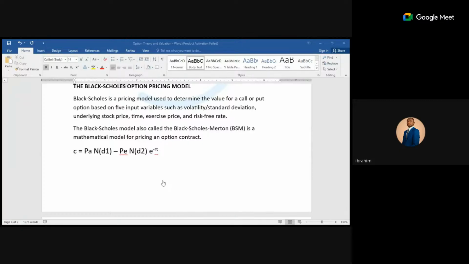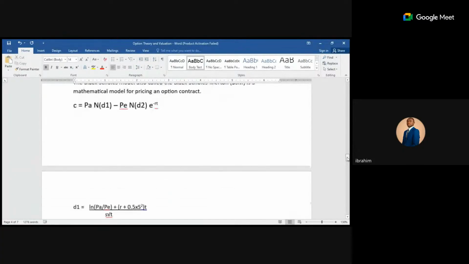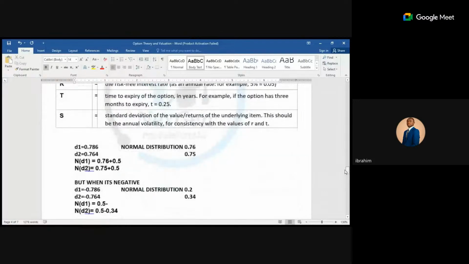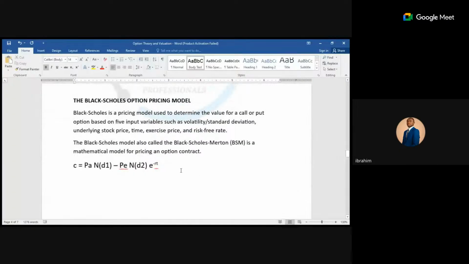It is used to determine the value of a call option and a put option using the 5 input variables. These 5 input variables are the variables that affect the Black-Scholes option pricing model. And this is the formula for calculating the call value, the call price or value of the call option.